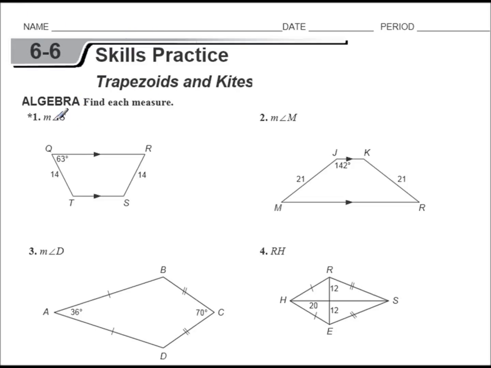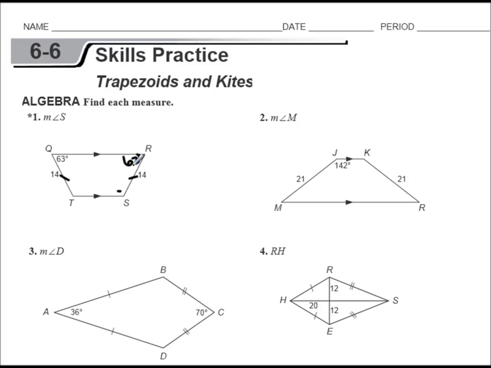Okay, number 1, it's asking us to find the measure of angle S, which is right here. Now, this is an isosceles trapezoid. The reason we know that is because these two sides are the same, 14. And in an isosceles trapezoid, the base angles are congruent. So this angle is 63, and so is this angle. These two are base angles.